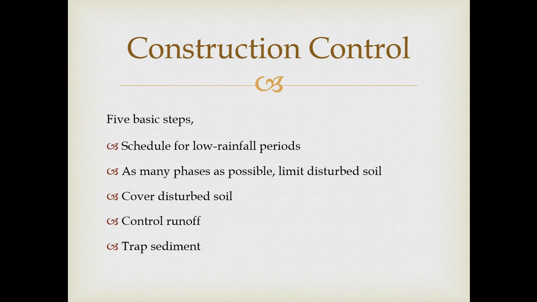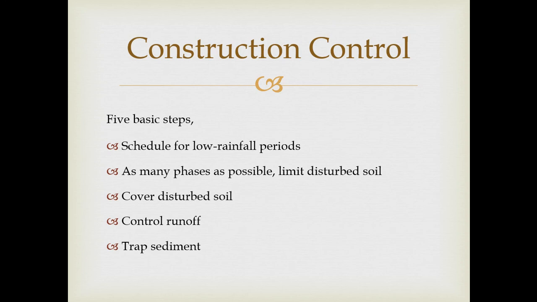Five basic steps would be scheduling during low rainfall periods when possible, have as many phases so that the whole area isn't disturbed, but if we can disturb a corridor at a time, that will help prevent erosion during rainfall events. Covering the disturbed soils, not just piling it up and letting it erode, but maybe pile it up, cover it with a tarp. If it's long term, you can cover it with annual grass or something like that. Controlling the runoff from the site, and then trapping sediment.